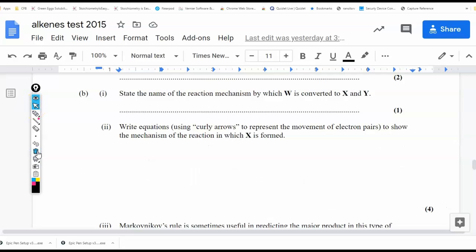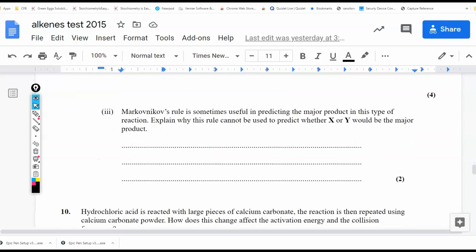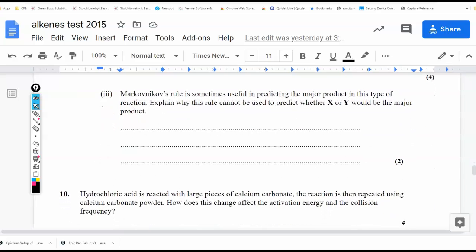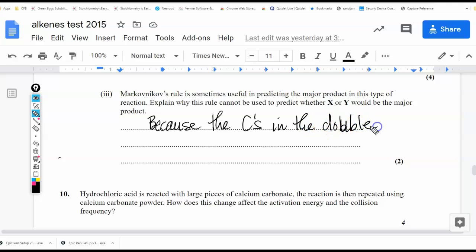Okay. Let's go on. Markovnikov's rule is sometimes useful in predicting the major product in this type of reaction. Explain why this rule cannot be used to predict whether X or Y would be the major product. And the answer is because the carbons in the double bond are both secondary carbons, so they are symmetrical.